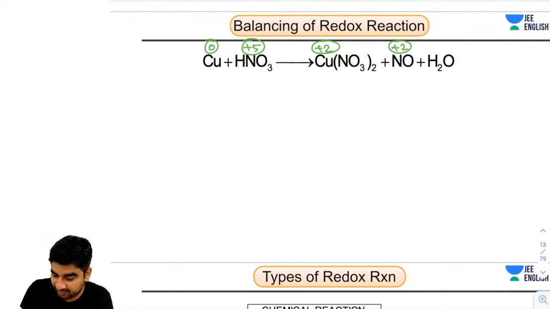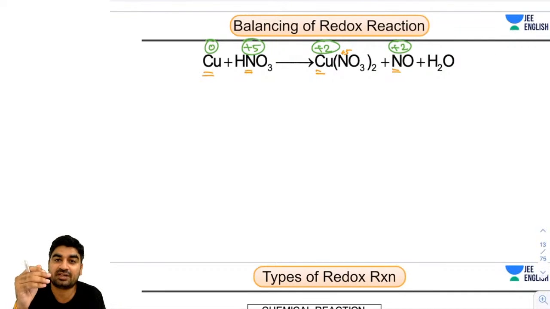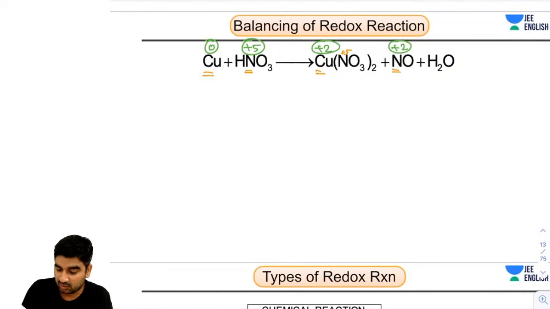So now I'm doing it. Copper is going from 0 to +2. But guys, here you have to keep one thing in mind. This nitrogen is changing its oxidation state, but here it is not changing. So some nitrogen atoms are changing their oxidation state while some are not changing. So how will you do it?